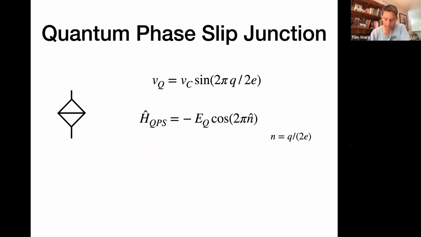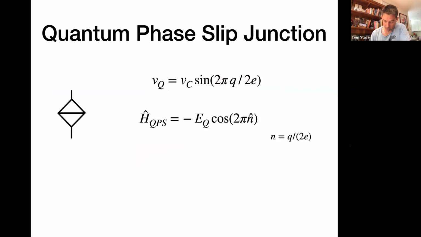So what is a quantum phase slip junction? Well, it's a thing that's characterized by a voltage that is a function of the charge, just like a capacitor, but by analogy with an inductor, with a Josephson junction, that relationship is not linear, it's sinusoidal. So the constitutive relationship for a quantum phase slip device is that the voltage is a sinusoidal function of the charge that's passed through the device over time.